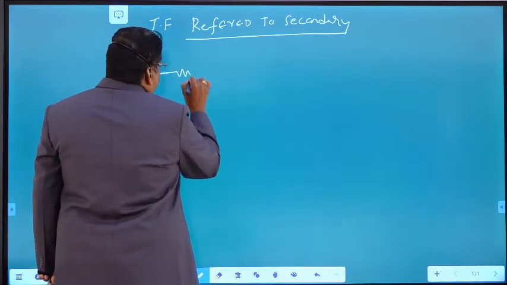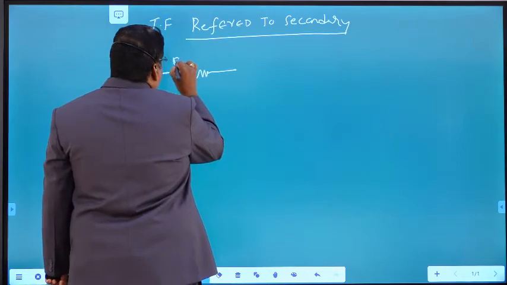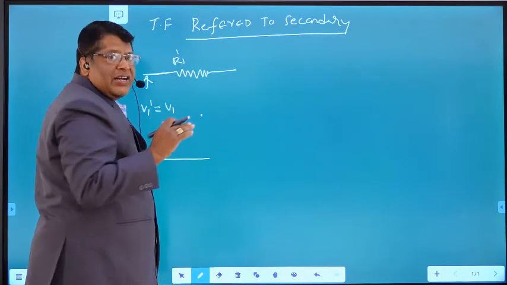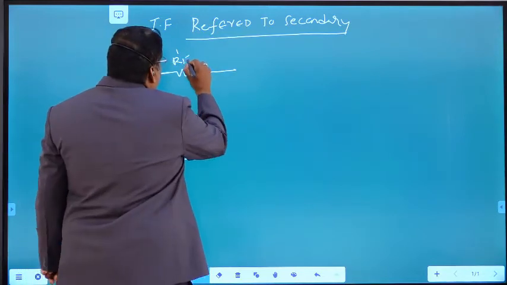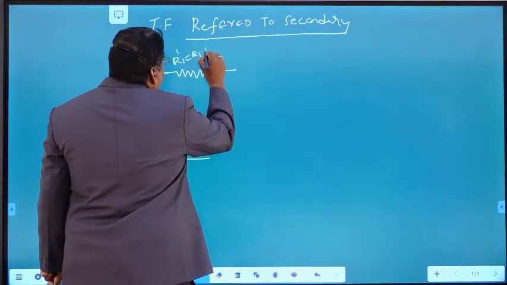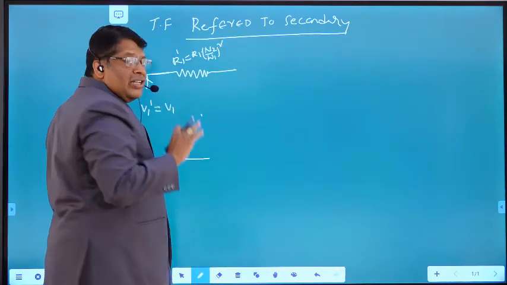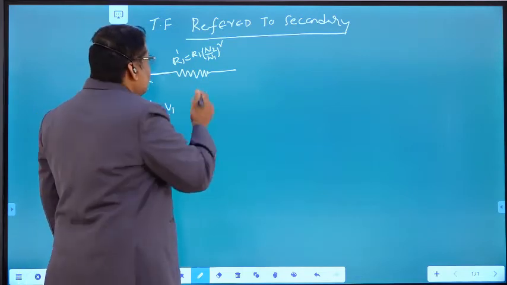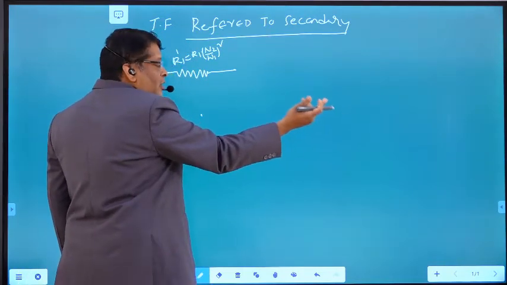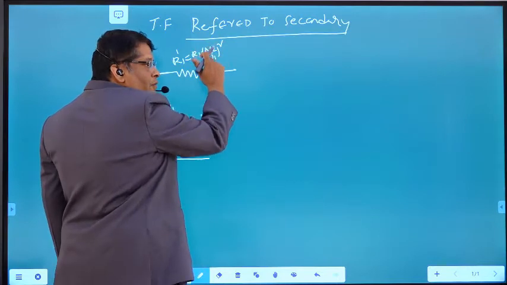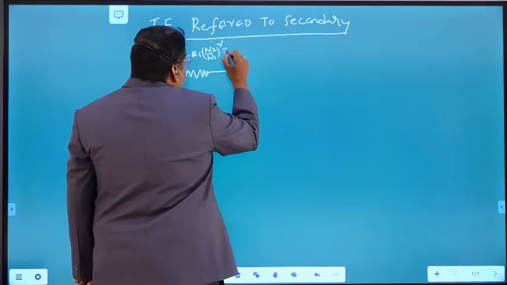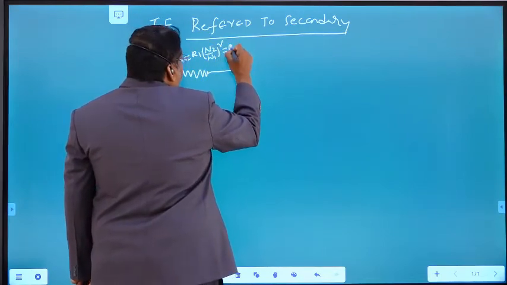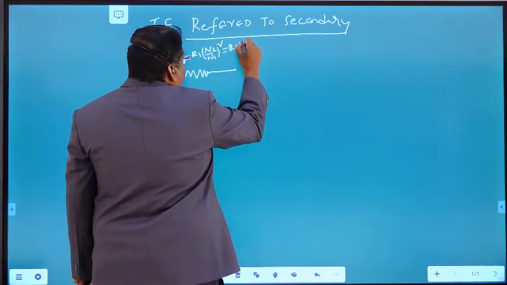Here resistance is nothing but R1 dash. R1 dash is nothing but the primary resistance referred to the secondary. This is equal to R1 into (N2 by N1) whole square, because the resistance is directly proportional to the square of the number of turns. So we are transferring to the secondary side. In the numerator you have to keep the number of turns of the winding to which we are transferring, N2 by N1. This is equal to R1 into K square.